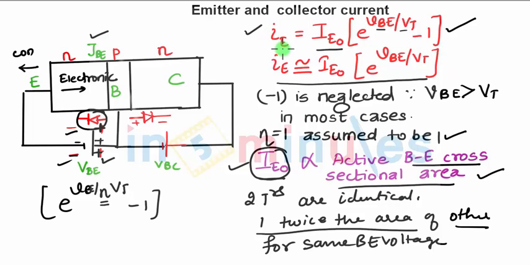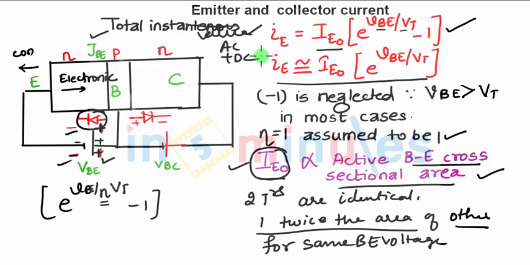Now I suffix E is the total instantaneous value. As I have just told you about the representations, this is the total instantaneous value. That means I suffix E is the addition of AC plus DC.